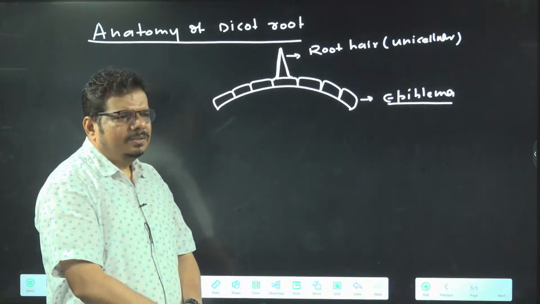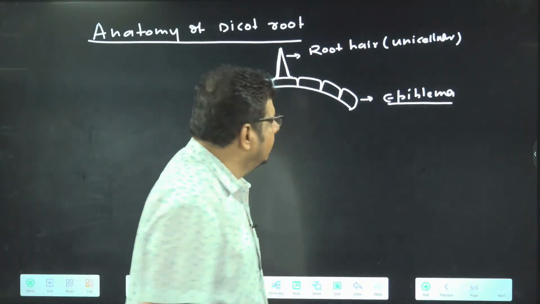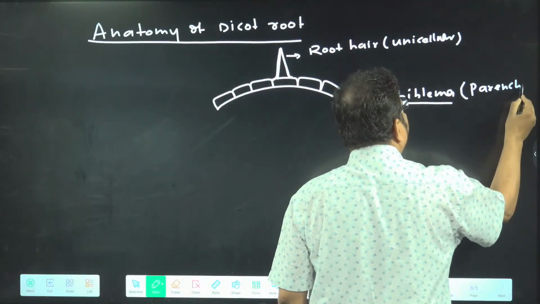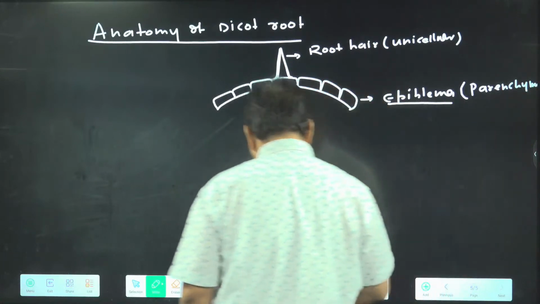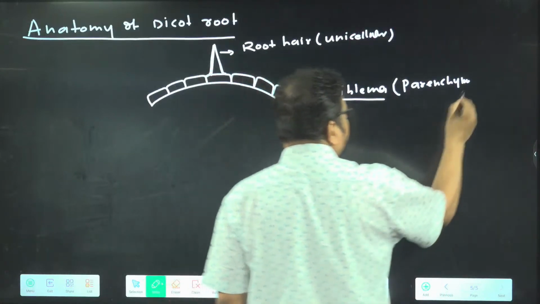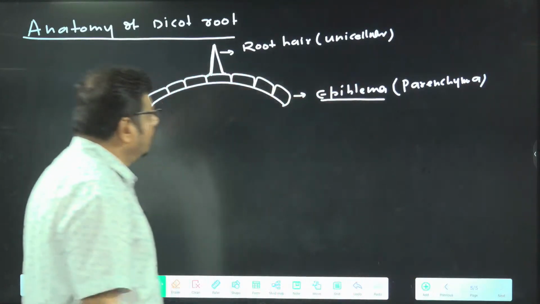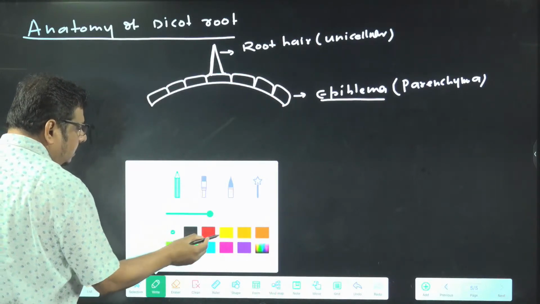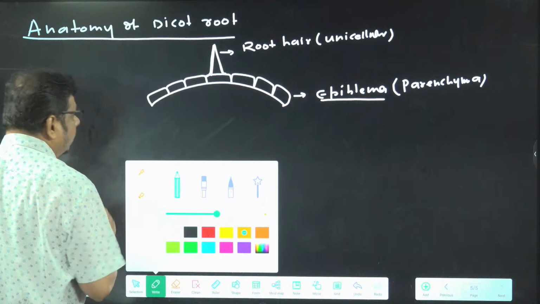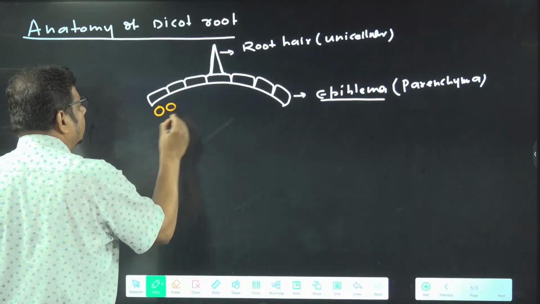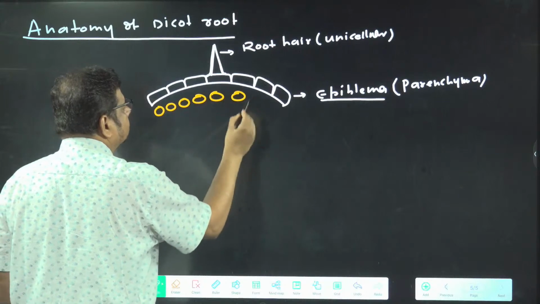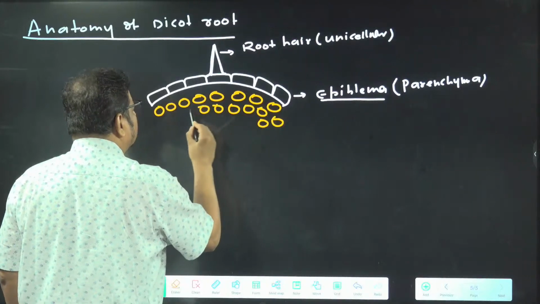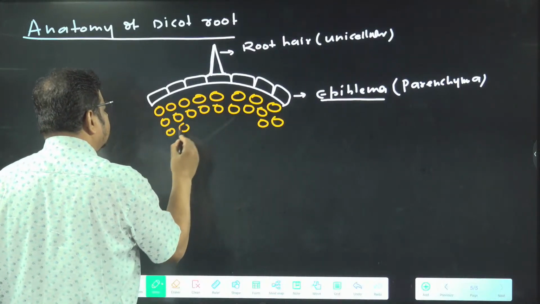Clear? So epiblema or epidermis, and you better know epiblema is made up of which simple tissue? Parenchyma. Okay, so epiblema is over. Made up of parenchyma. Right. Now below the epiblema, what are we finding? Have a look. Many layers of cortex is present.